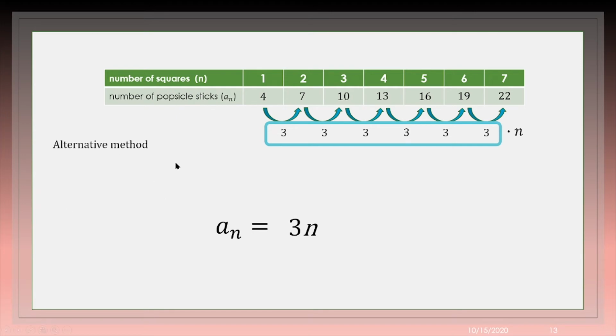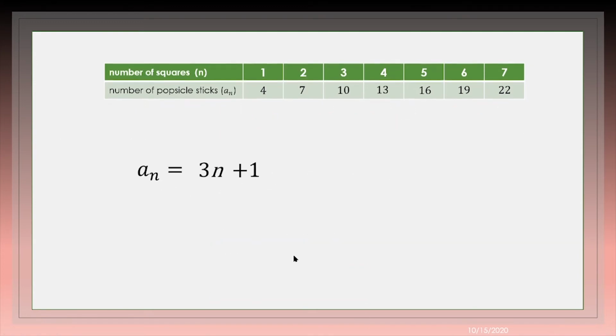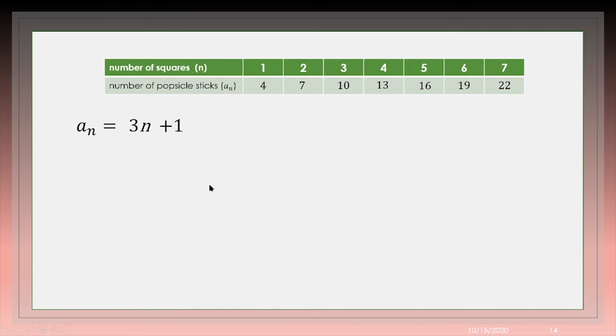After that, you're going to find the difference of the first term and the common difference. So it will become 4 minus 3. And the difference is positive 1. So this will become the second term. And this is the nth term. So we have a sub n is equals to 3n plus 1. Now, you can check it.